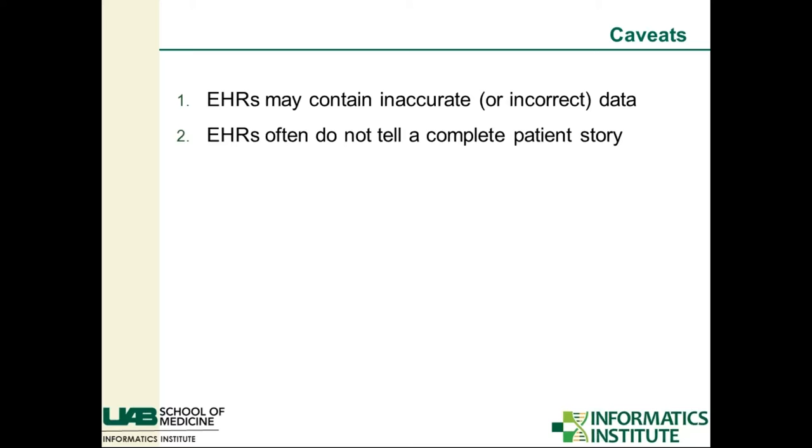So if you use the early part of the record, it would all say sarcoidosis. So lots of errors can creep into the record and be hard to eradicate. They often don't tell the complete story. So they don't tell you, for instance, in my example, they don't have the complete problem list.